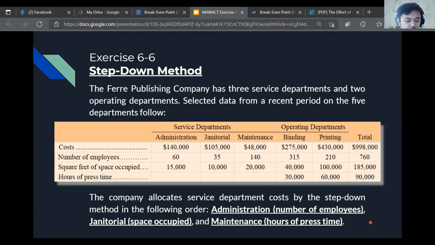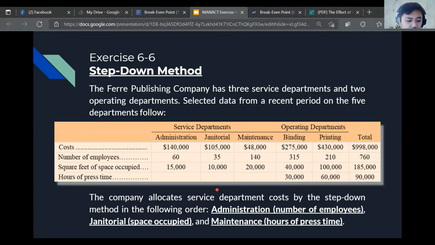The initial cost for administration is 140,000. For janitorial, it's 105,000. For the maintenance, it's 48,000. For the binding, it's 275,000. And for the printing, it's 430,000. The step-down method, which we will be using, is also called the sequential method, wherein the other service departments will also absorb some cost of the other service departments.